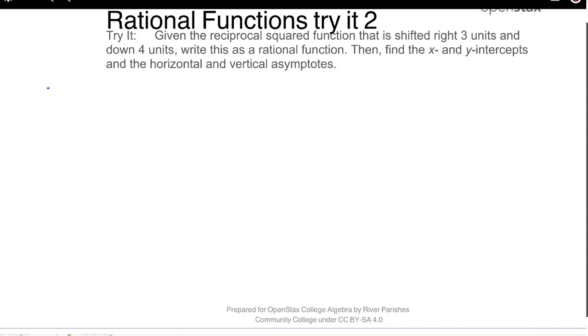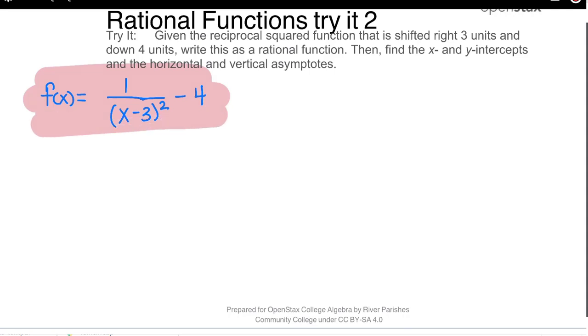So first I'm going to write the function. f of x is equal to the reciprocal squared function, which is 1 over x squared, but it's going to shift to the right 3. So if we're shifting to the right 3, we're going to subtract 3 before we square it. And then we're going to shift down 4, so that would be minus 4. So this is where we are recalling how we do transformations in the function itself. Okay, so now we have written the function, which was the first thing it asked us to do.